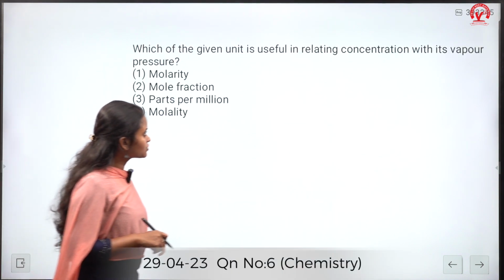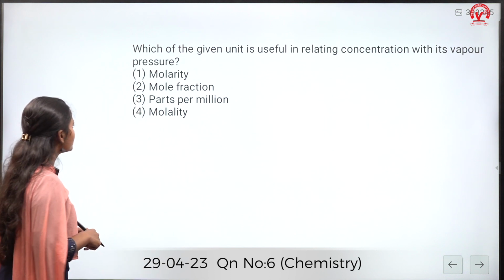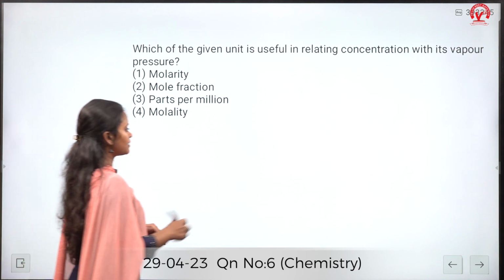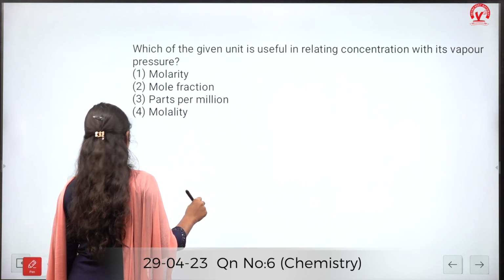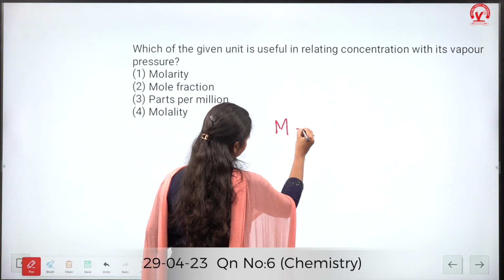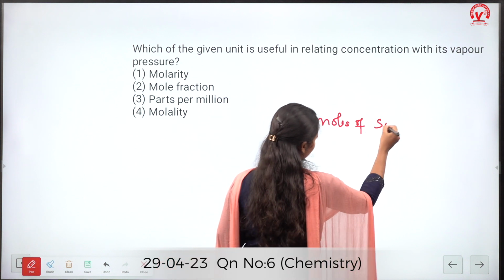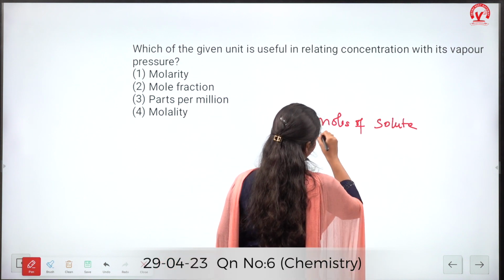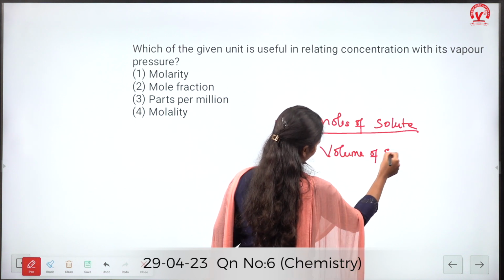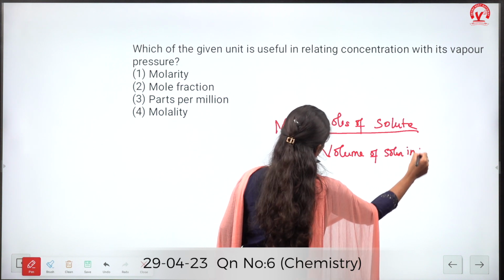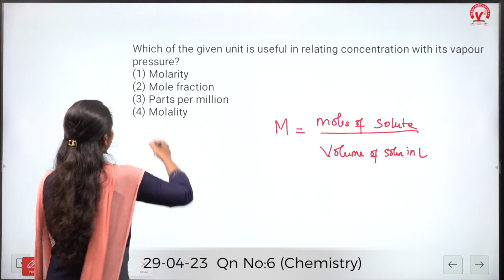Which of the given units is useful in relating the concentration with its vapor pressure? In the first option, they are giving molarity. Molarity is nothing but moles of the solute divided by the volume of solution in liter. So this is not a relation with vapor pressure.